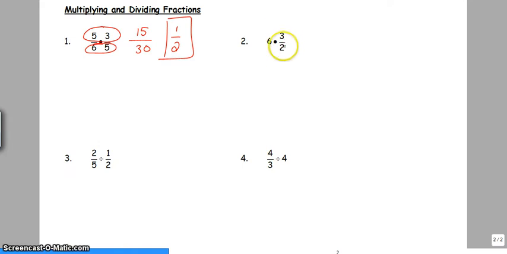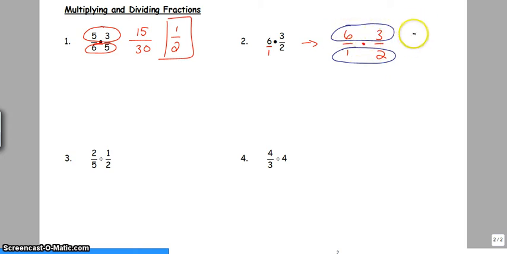Another type is when we only have one fraction. Well, the nice thing is every number can be written as a fraction. Remember, I can write 6 as a fraction by writing it over 1. So this is the same as saying 6 over 1 times 3 over 2. And it works just like the previous problem. It's multiplication. There's no equal sign, so I multiply straight across.